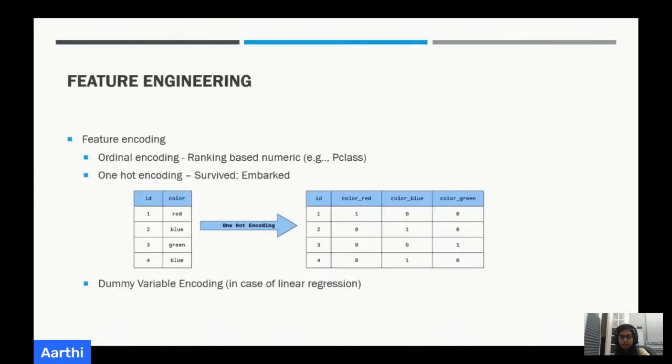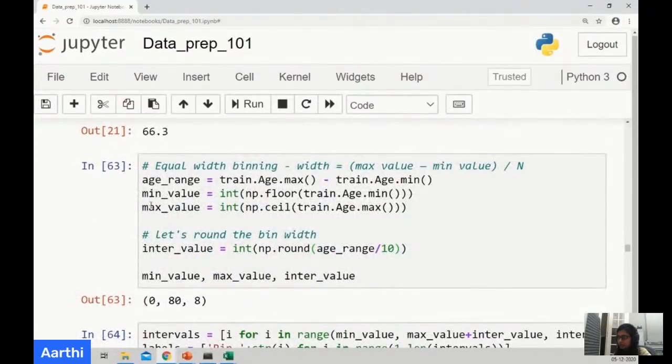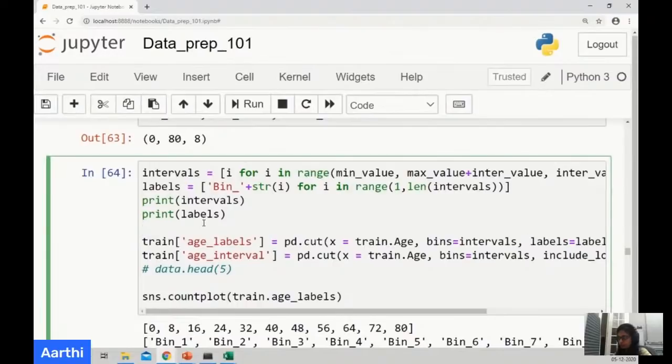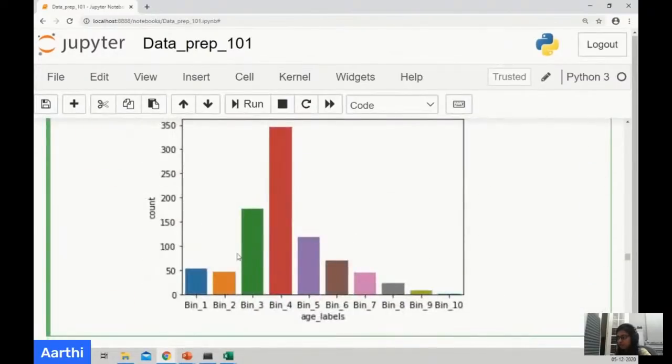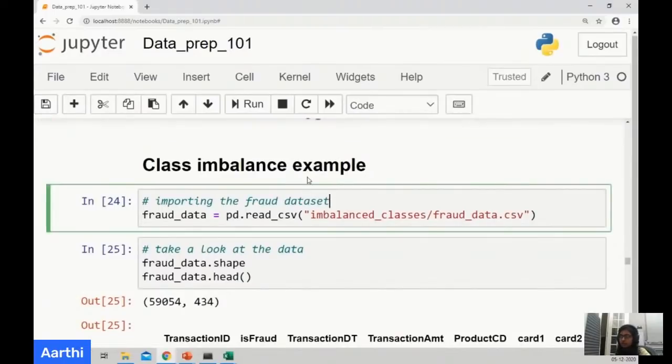Okay, before moving on, so this we saw for ages. Let us look at another example.